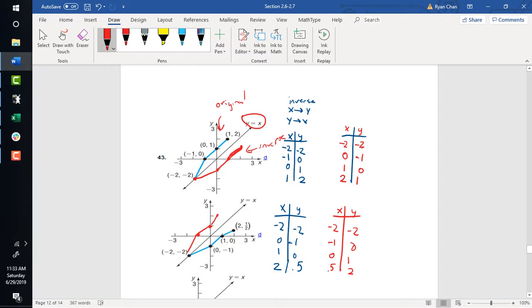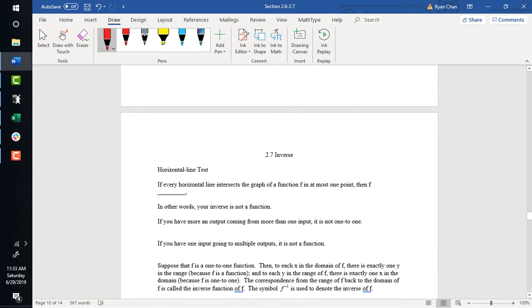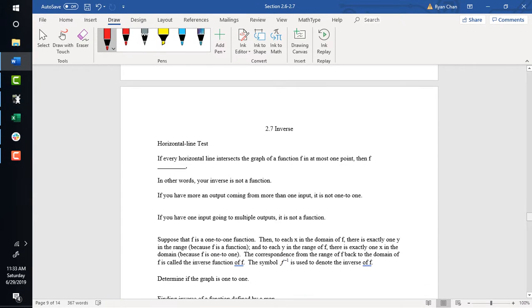Now, there is a small thing you have to be careful about when we talk about inverses. Inverses must pass what's called the 1-to-1 test, or it'll say 1-1, okay? So the 1-to-1 test is: if every horizontal line intersects the graph of a function at most in one point, then it'll be 1-to-1. So what does that mean?